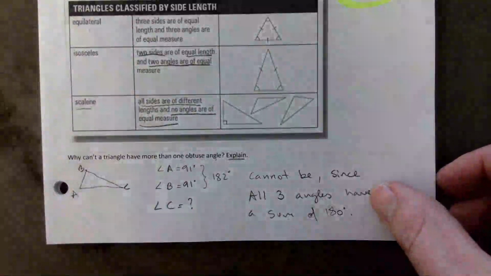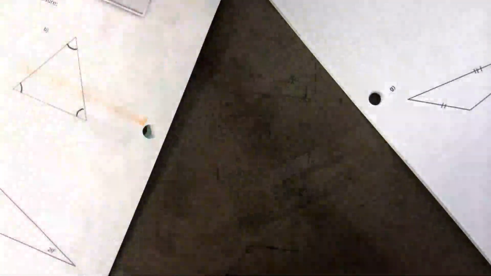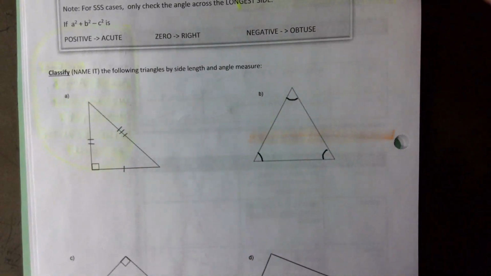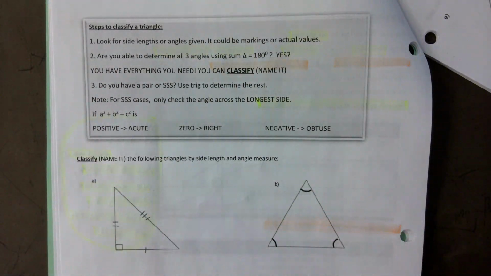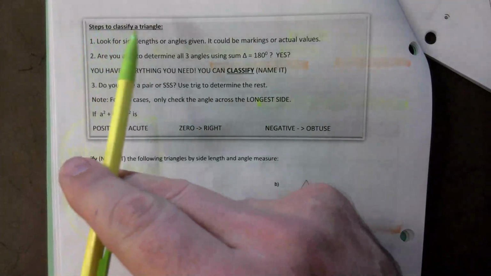Okay, back to naming now. Go to page 7. Let's look at the steps here. These steps may look overwhelming right now, but as we go through the examples, it's just going to be the thing you do anyways. This is on page 7. Steps to classify.